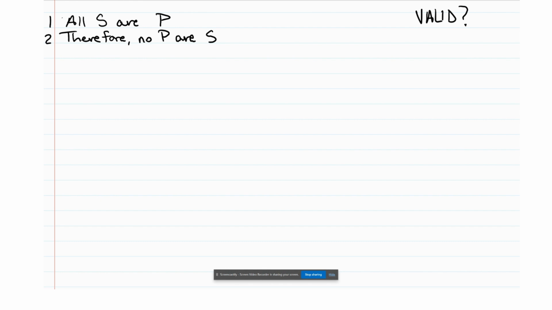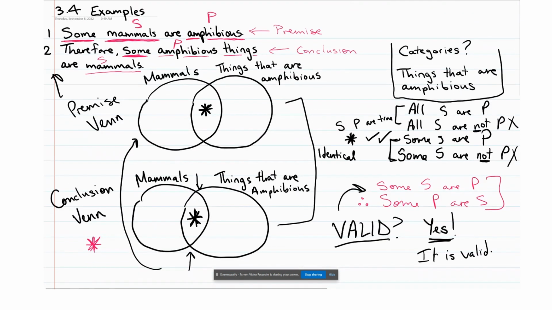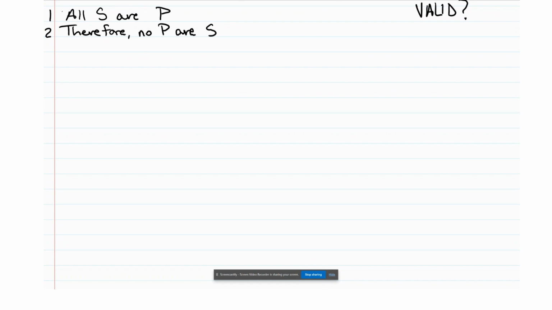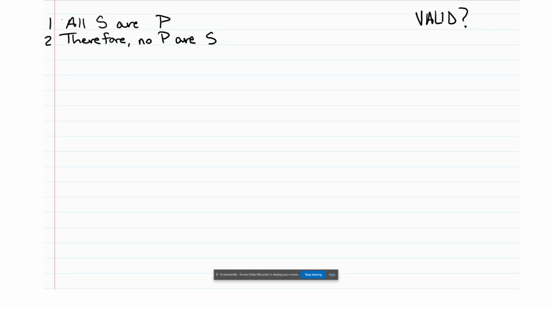Now, notice that this is a little different than the argument that we just went through above. In the argument we went through above, we had actual categories of English. We had mammals, we had things that are amphibious. Down here, we've abstracted away from some of that English wording, right? We're just using what you might call variables for categories, right? S and P just are variables that stand for categories. They technically stand, right, for subject and predicate. So if we wanted to, we could think about S and P as mammals and things that are amphibious in the same way we did above.